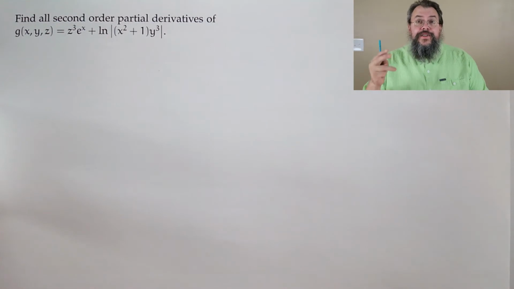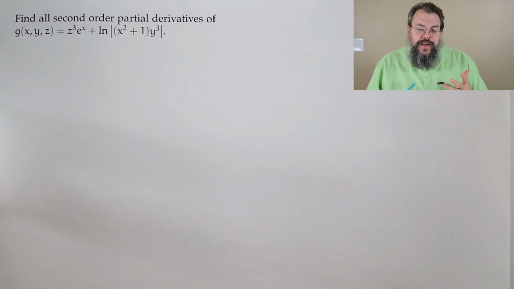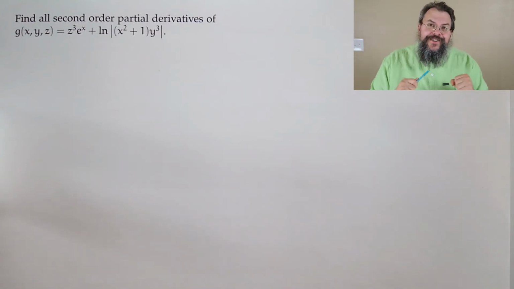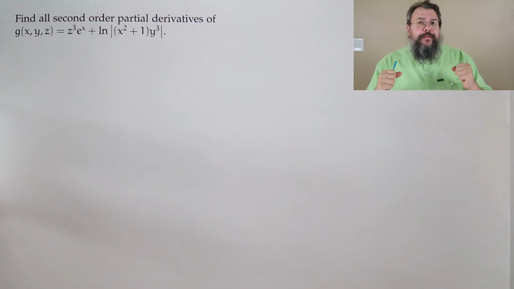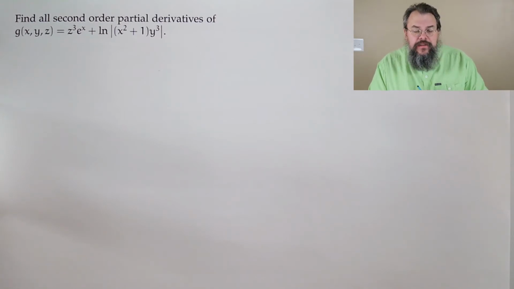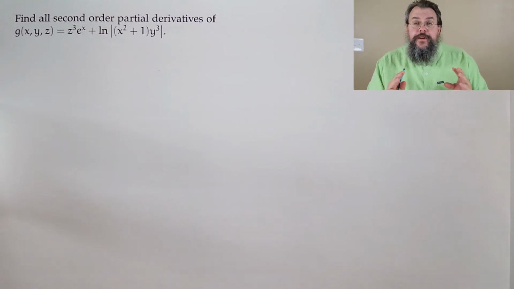Find all second order partial derivatives of g of x, y, z equals z cubed e to the x plus natural log of x squared plus 1 times y cubed. Cool. All right. Now, before we get too far, how many second order partial derivatives will we have? It's not such a trivial thing to ask. There's two answers, depending upon how you look at it.